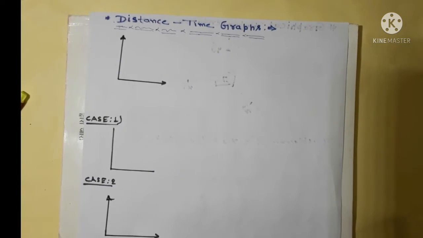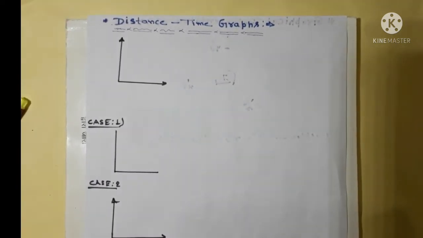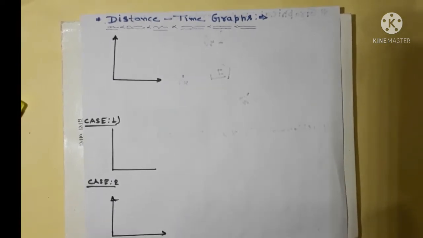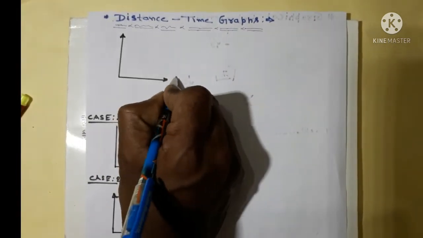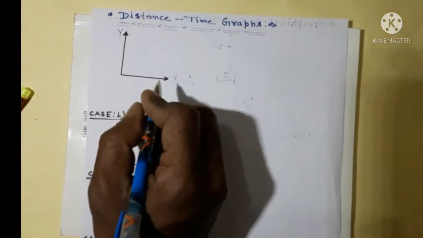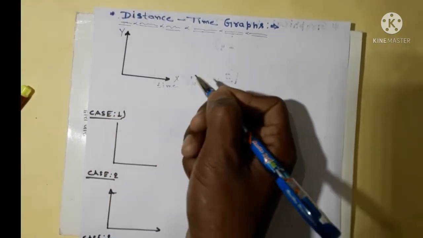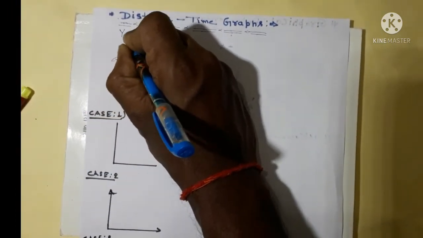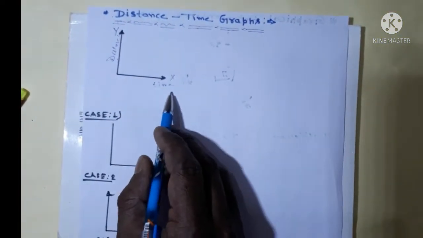Distance time graph. For the saving of time, we have already drawn it. Now I am going to discuss. This is the x-axis and this is the y-axis. The x-axis represents time and the y-axis represents distance. This is the distance and this is the time.